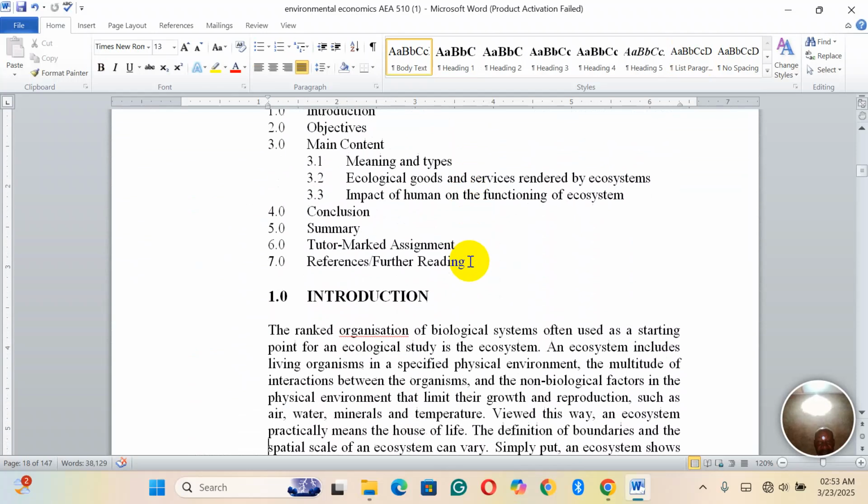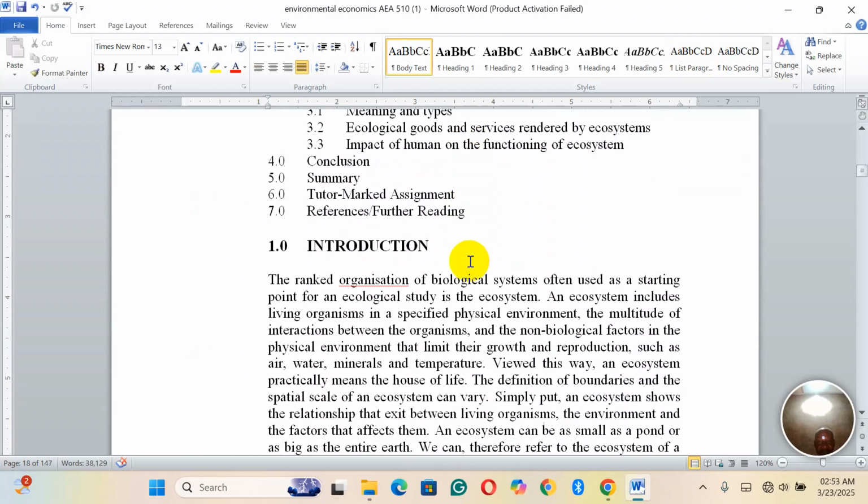We are looking at the ecosystem. We've talked much about the ecosystem before, but the rank organization of a biological system often used as a starting point for an ecological study is the ecosystem. So an ecosystem includes living organisms in a specific physical environment. They also include the multitude of interactions between the organisms and the non-biological factors in it.